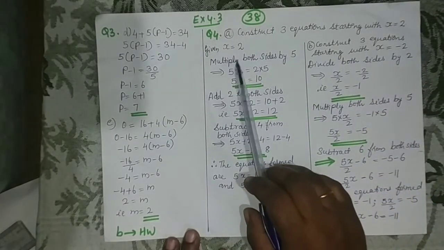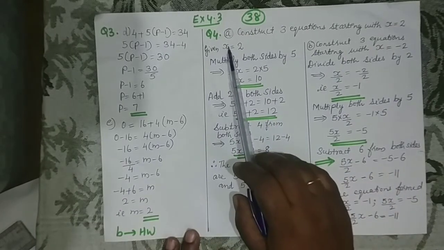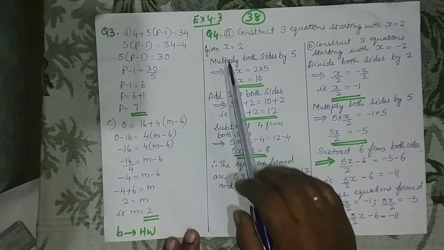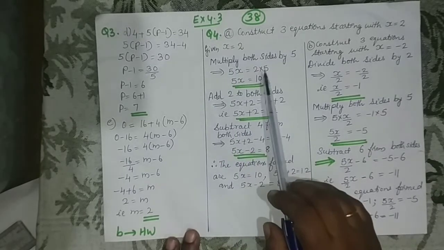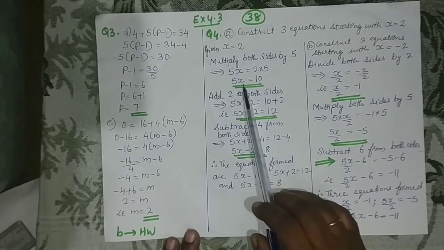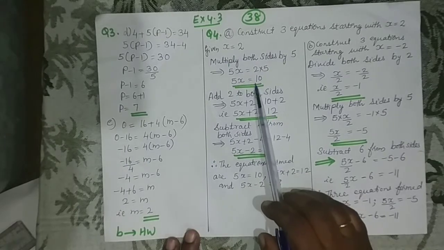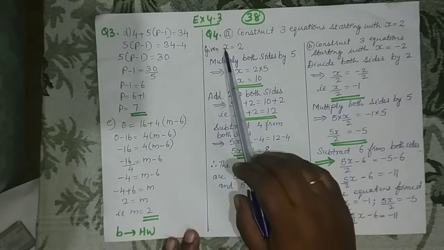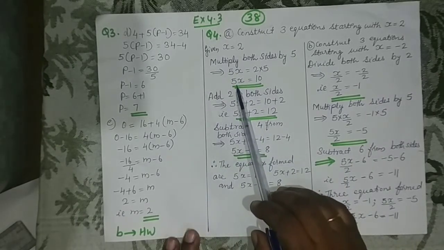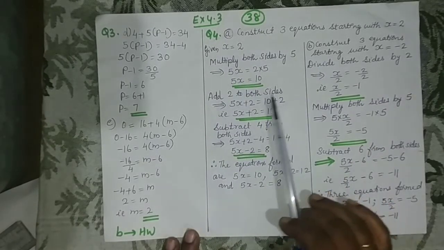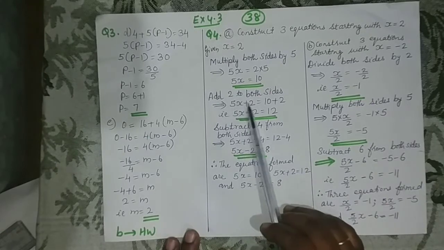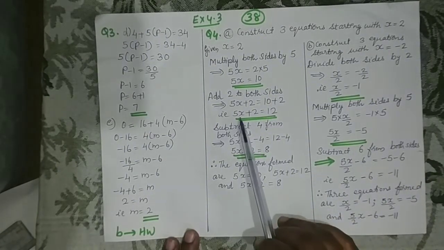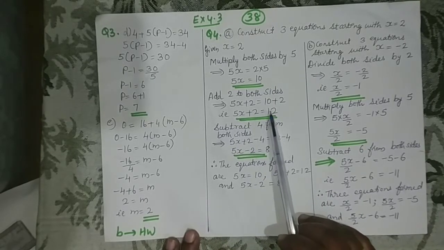Okay. So multiplying both the sides by 5. That means x is multiplied by 5 and 2 is also multiplied by 5. X into 5 is 5x. 2 into 5 is 10. So we got one equation, that is 5x is equal to 10. Now another equation I am forming. We started with x is equal to 2. Now what I am doing? Adding 2 to both the sides. So 5x will become 5x plus 2, and this 10 will become 10 plus 2. So we got another equation: 5x plus 2 is equal to 12.